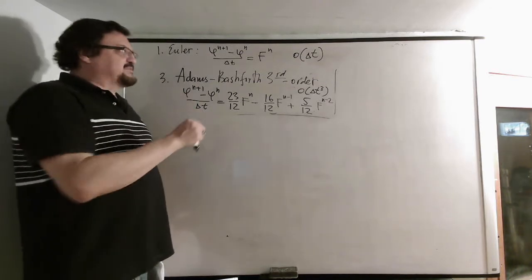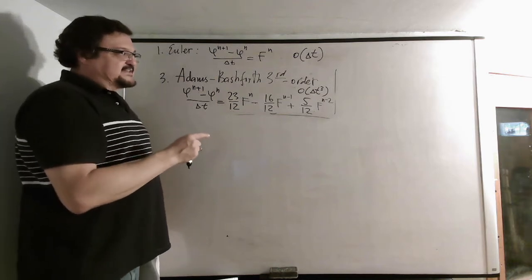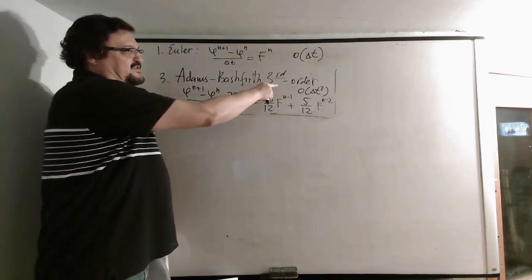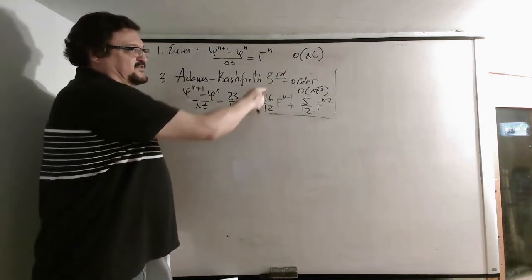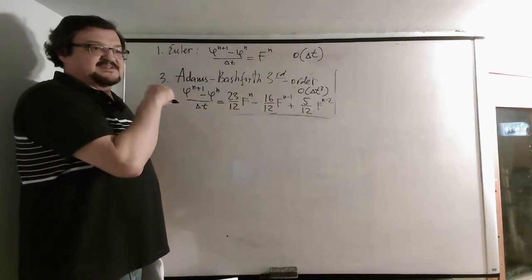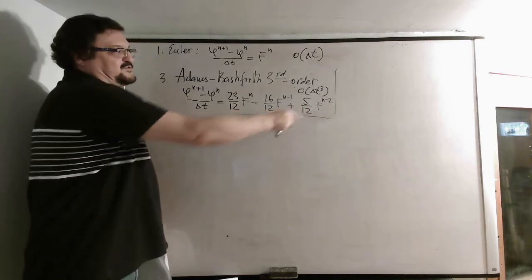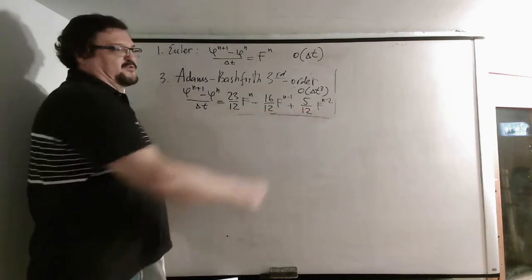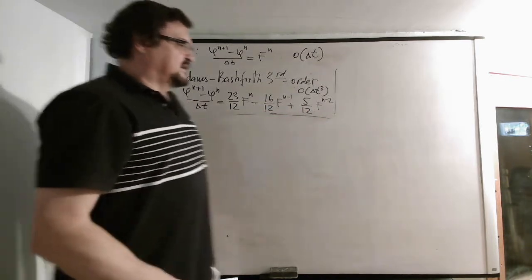So for the first time step, you use Euler. For the second time step, you use the second order Adams-Bashforth coefficients, and on time step 3 and further, you just use Adams-Bashforth third order, because now you have all the right-hand sides. So that's not a problem.